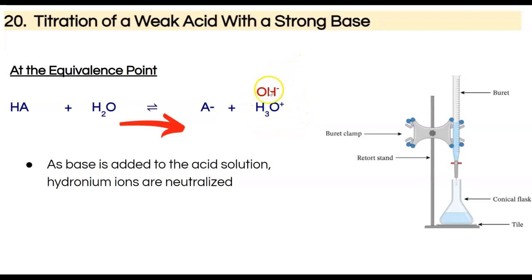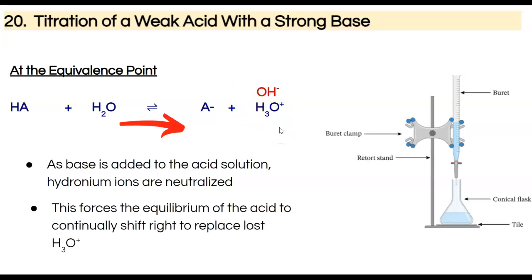So as more and more hydroxide is added, the hydronium is going to keep being removed from solution, and so the equilibrium is going to continue to shift to reproduce those hydronium ions. So it forces the equilibrium of the acid to continually shift right. And so at that point, we're going to basically be able to dissociate all of that weak acid, because at the equivalence point, the moles of acid and the moles of base are equivalent, right? And the strong base is going to dissociate 100%.